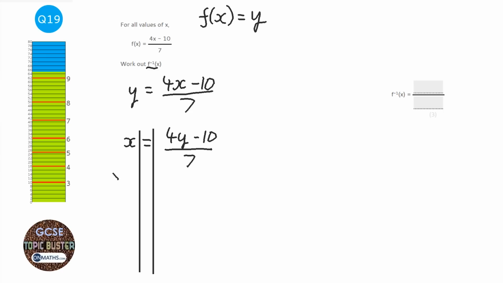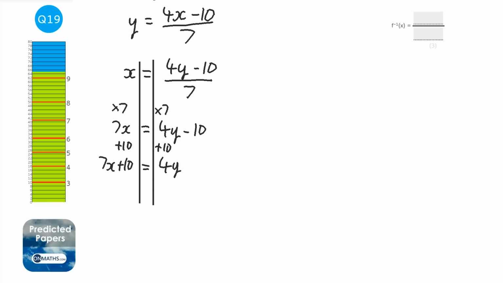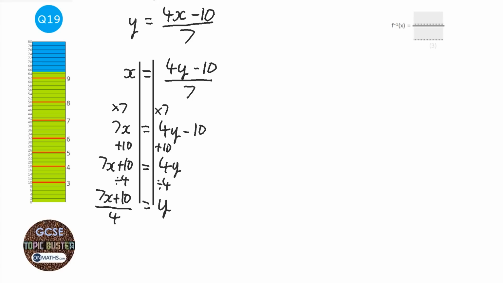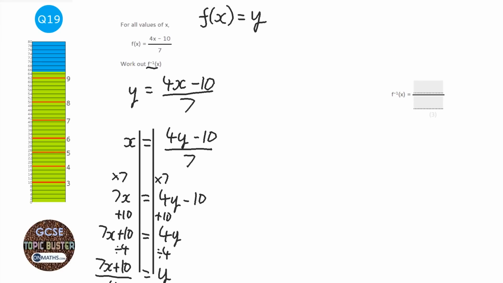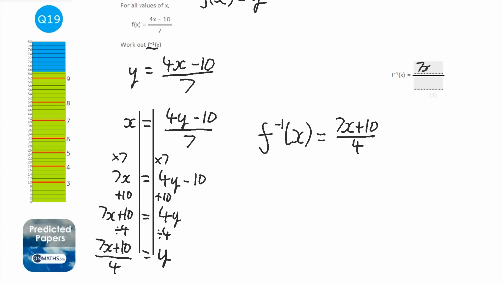So the first thing I'm going to do is times both sides by 7 to get rid of the fraction. So we've got 7x equals 4y minus 10. Then I'm going to add 10 both sides. So we've got 7x plus 10 equals 4y. And then I'm going to divide both sides by 4. So I've got 7x plus 10, all of that over 4, equals y. Now, it's not y really, it's f inverse of x equals 7x plus 10 over 4. And the 7x and the plus 10 can be either way around. So 7x plus 10 over 4.